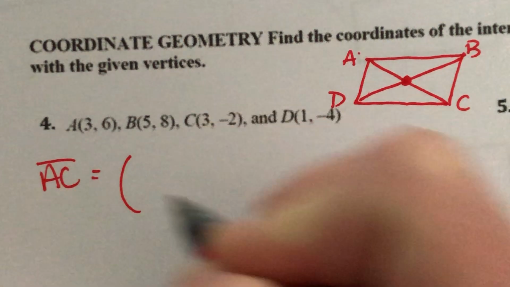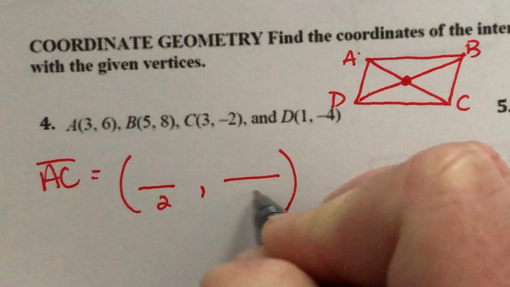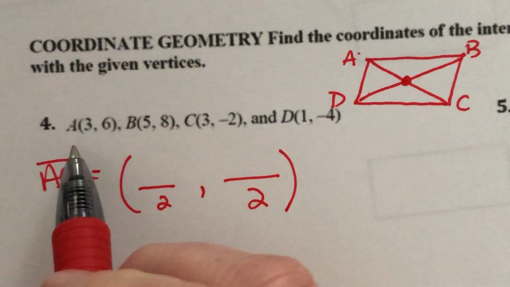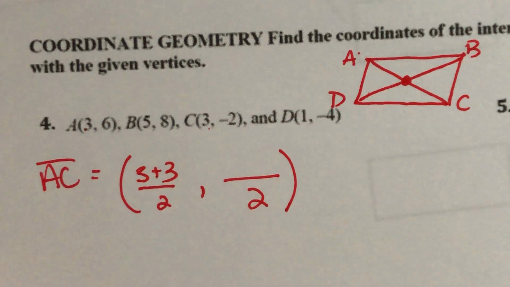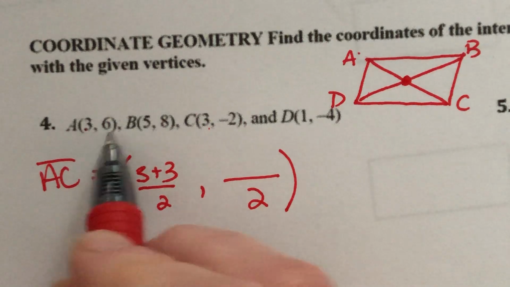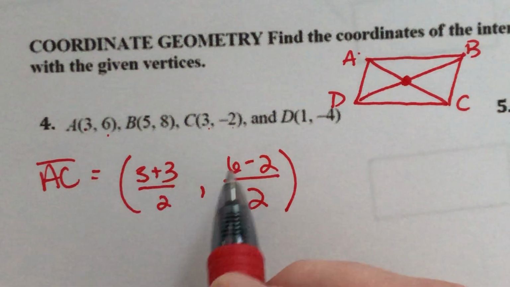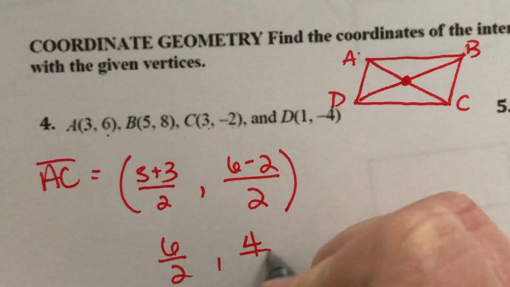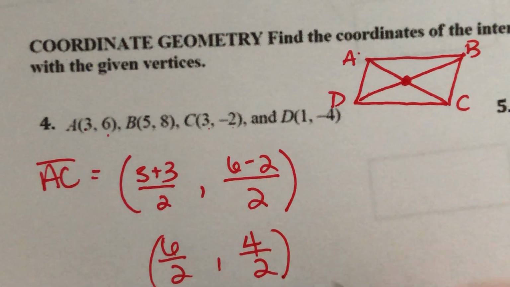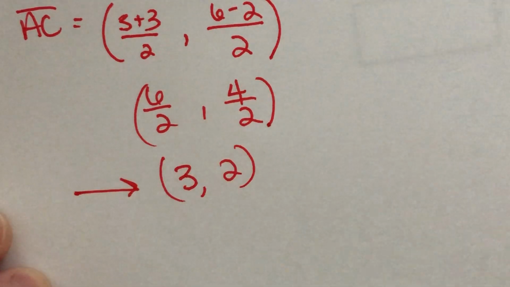The midpoint of AC is when I add my x's together and divide by 2, add my y's together, divide by 2. My x's are 3 and 3. And my y's are 6 and negative 2. All right, so 3 plus 3 is 6. 6 minus 2 is 4. And 6 divided by 2 is 3. And 4 divided by 2 is 2. So our midpoint should be at 3, 2.